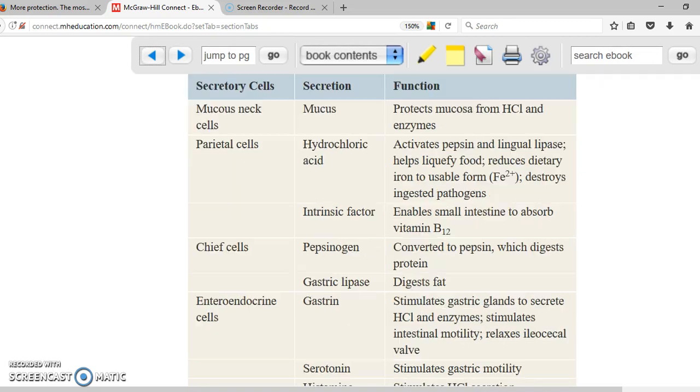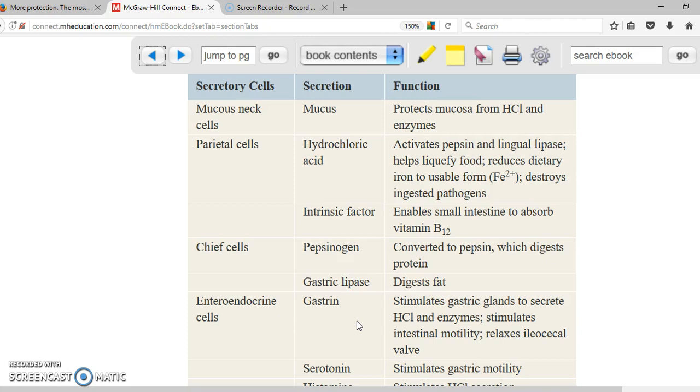So in here you have a nice summary of the functions of each one of these cells. Very important, parietal cells produce hydrochloric acid and intrinsic factor. This acid is neutralized by the mucus produced by the mucus cells. We also talk about these other cells right here. Chief cells, they produce pepsinogen that is going to be converted into pepsin, and gastric lipase that is going to help us digest fat. Gastrin stimulates the secretion of the acid and also stimulates the movement of the small intestine.